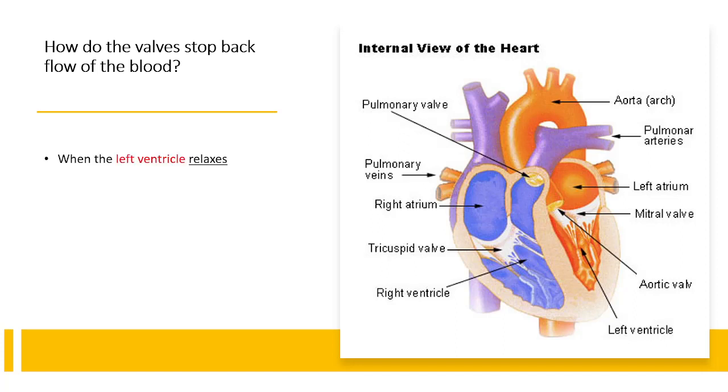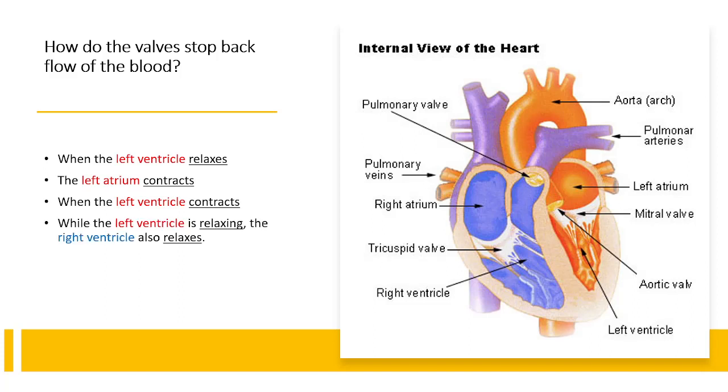So when the left ventricle relaxes, the aortic valve closes and the mitral valve opens. This lets blood flow from the left atrium into the left ventricle. The left atrium contracts. This lets even more blood flow into the left ventricle. And when the left ventricle contracts, which is here, the mitral valve closes and the aortic valve opens. This is so blood flows into the aorta and out to the rest of the body.